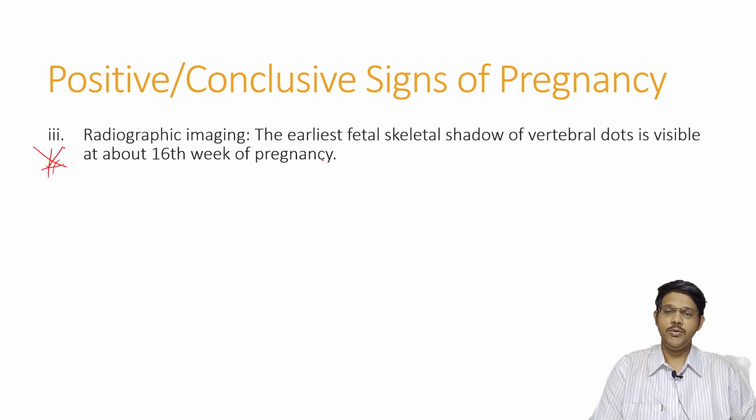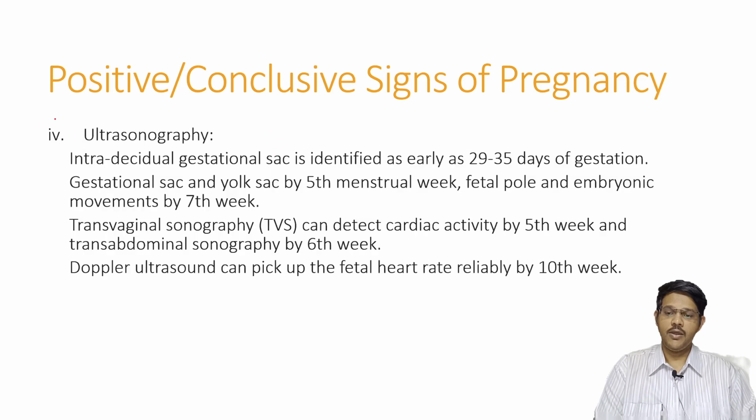So even though it is a confirmatory sign, it is not usually done. In this, the fetus has scattered shadows of vertebrae, disc-like dots that can be appreciated at about 16 weeks of pregnancy. The vertebral column can be easily appreciated. The confirmatory test which is usually routinely done is ultrasonography.